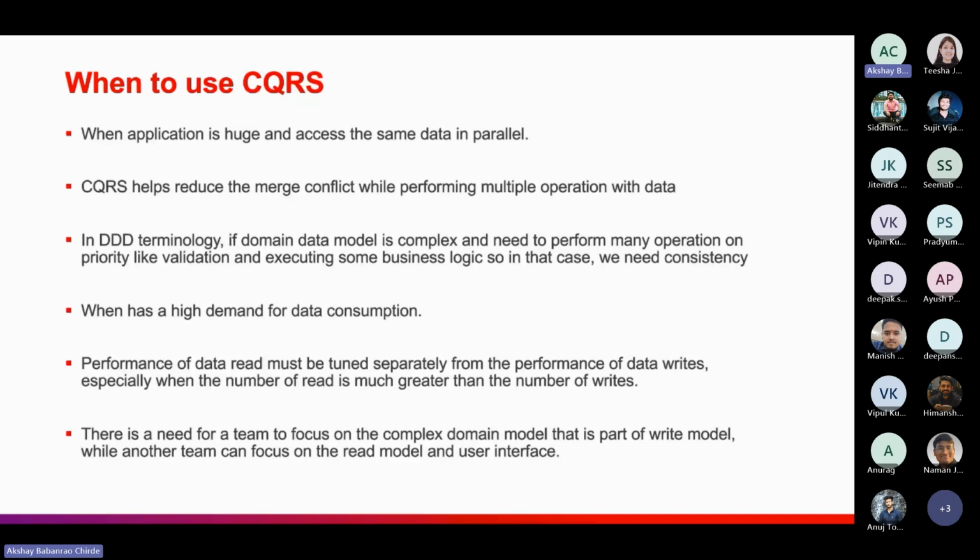And when there is a high demand of data consumption, I can give an example here like Amazon and Netflix. These companies mostly have high consumption of data and transferring. So these are the companies that use CQRS.